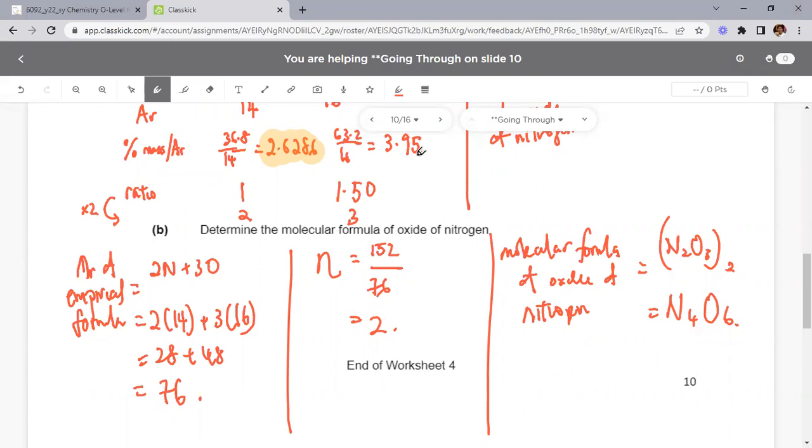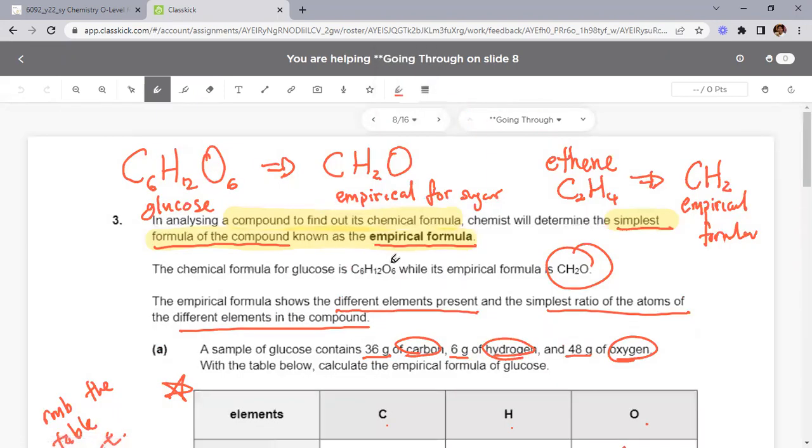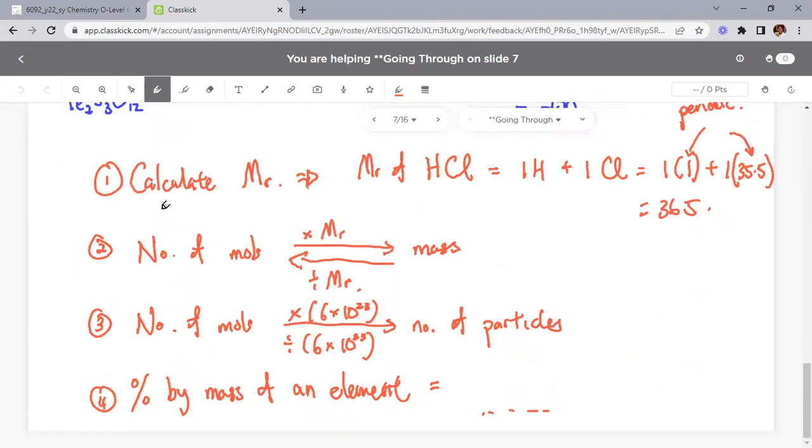So this will mark the end of the mass calculation already. Based on whatever we have gone through, I'm going to go back to that slide, I think slide 7. At the bottom here, we covered these 4 points. Actually, the 5th point that we covered today is the whole idea of the empirical formula.